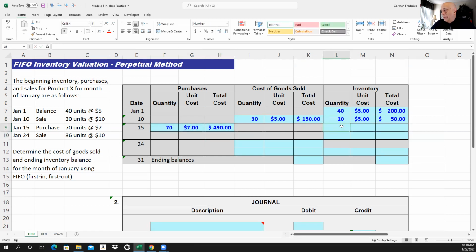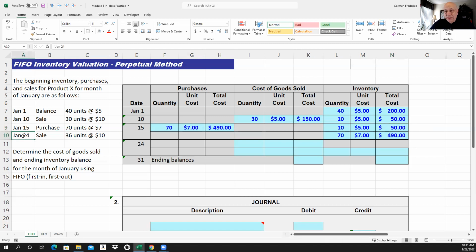So now we look what we have in inventory. We still have the 10 units in inventory, right? At $50, right? $5 a piece. But we just added the 70 units. So now we have 80 units in inventory on our books for this product. Okay, $490 plus the 50. We have $540 worth of inventory on the books, but it's made up of 2 layers now. We have one layer still of the beginning inventory. We still have 10 units remaining of that at $5 a piece. And now we have the new purchase, the 70 units at $7 a piece. So now we have 2 layers.